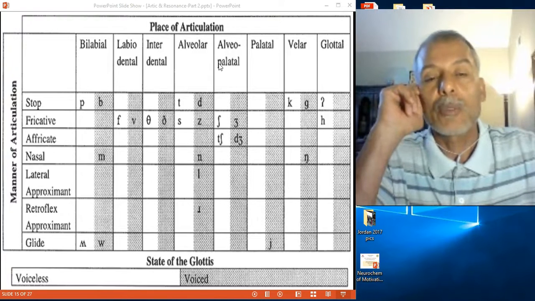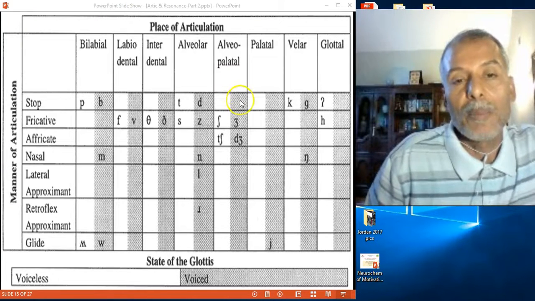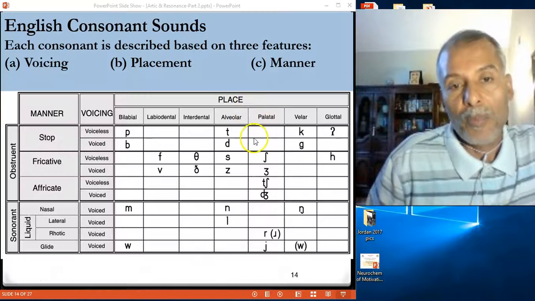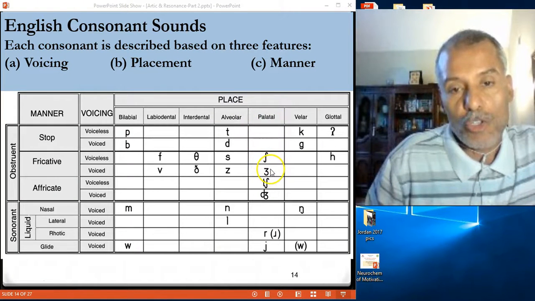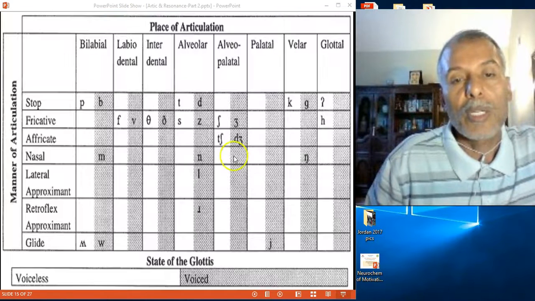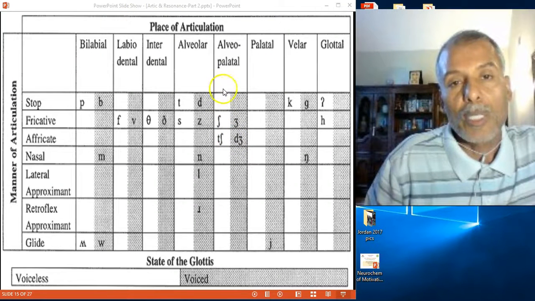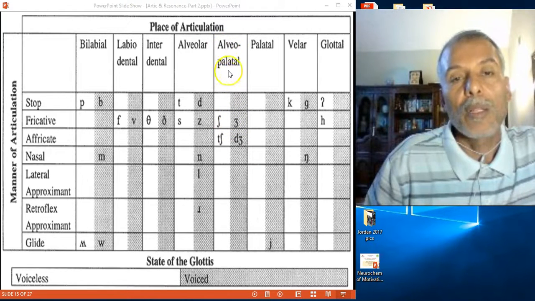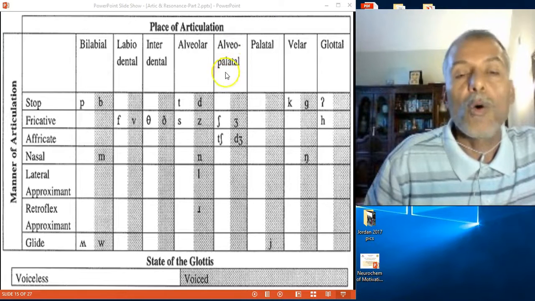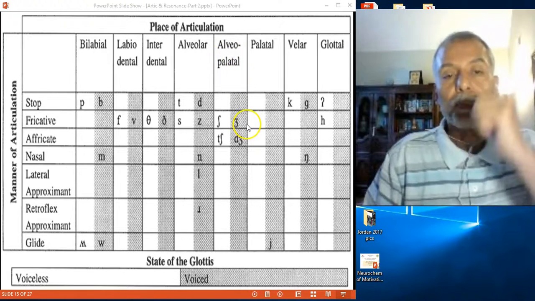And the majority just describes them as palatal, because look here, what you see. When you come to the palatal area, you find the sh and zh, and you find the ch and j. So it doesn't make a big difference for us, but I just wanted you to be aware that these have 3 different names, either alveopalatal or post-alveolar, or simply just palatal.